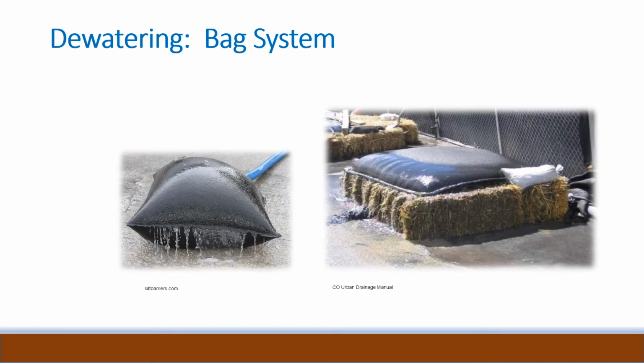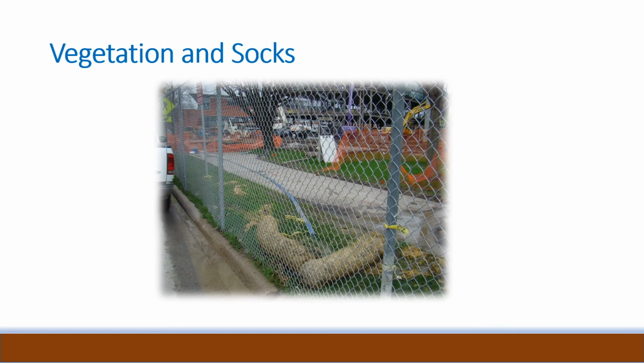Shown is an example of a dewatering bag system. Make sure the soil surrounding the bag is protected. These become very heavy when filled with sediment. When dewatering, you could discharge across a vegetated surface. Shown in the photo are waddles used at the discharge point to prevent scour.